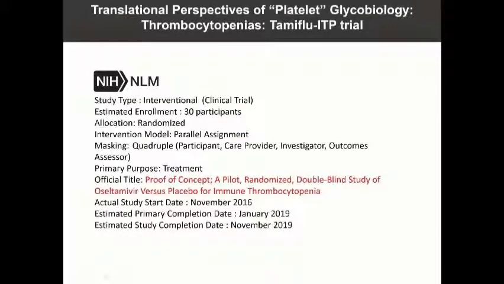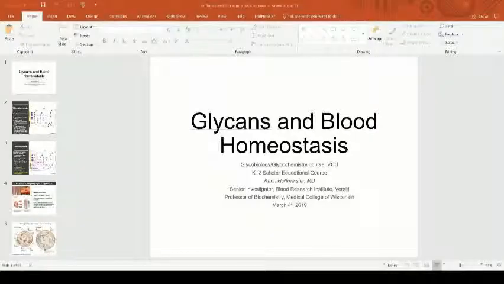And there's now one clinical trial which has been opened for immune thrombocytopenias to essentially get a proof of concept. That's the clinical trial which is right now out at the NIH level. So Tamiflu will be administered to patients with a diagnosis of immune thrombocytopenia. So with this, I think I'm done, and I apologize for what do I do now?